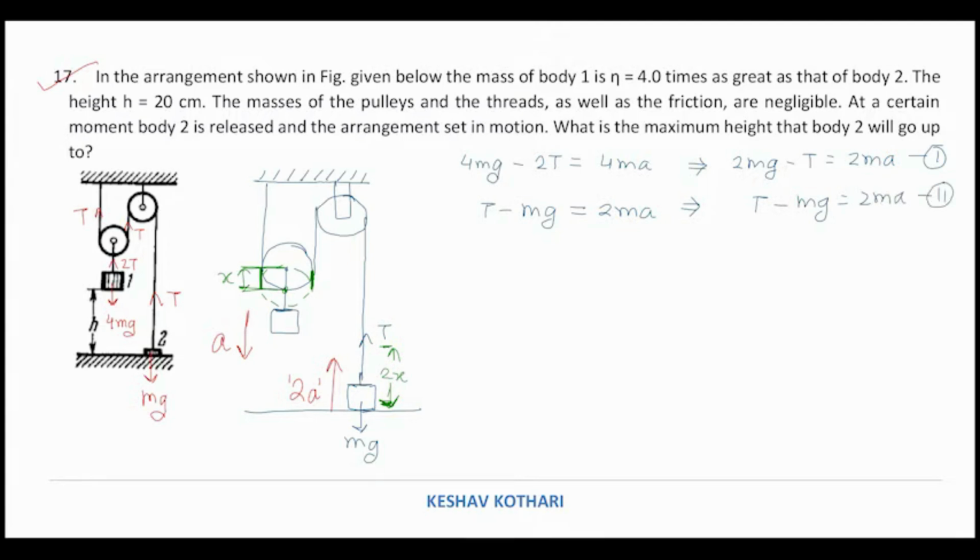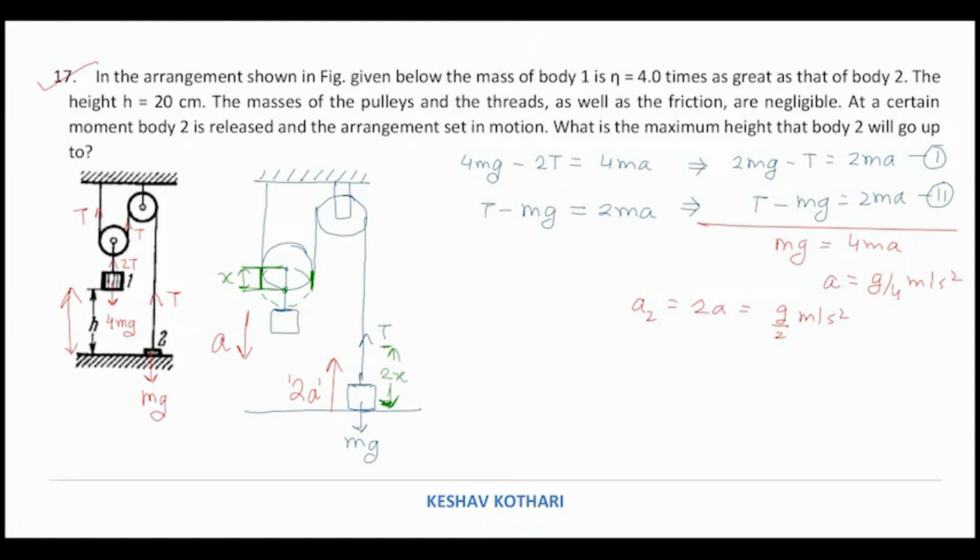On solving these equations, we obtain the acceleration: mg is equal to 4ma, so the acceleration a is equal to g by 4 meter per second square. So the acceleration of the second mass, a2, is equal to twice a, that is g by 2 meter per second square. Now if the first mass is coming down by a height h, then the second mass will rise by a distance of 2h.